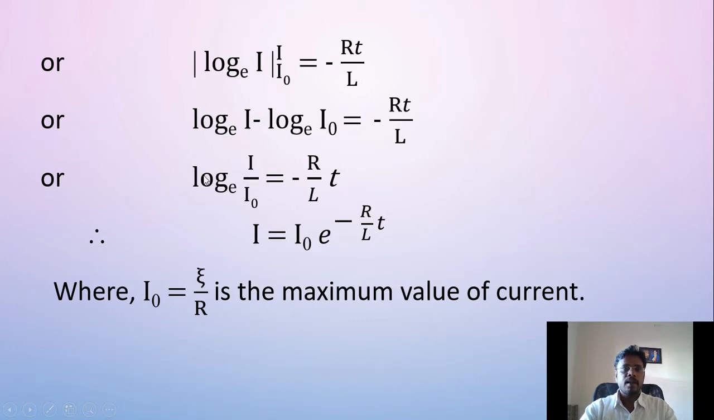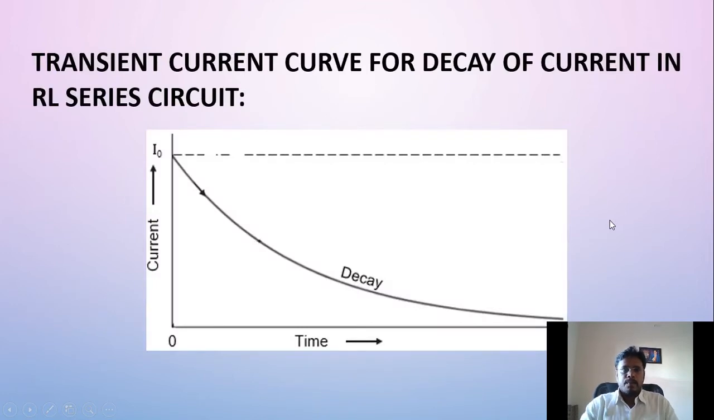So applying that, here log I by I naught to the base e equals minus R by L into t. Finally, taking the antilog of this expression, we get I by I naught equals e power minus R by L into t. Otherwise, I equals I naught into e power minus R by L into t, where I naught is equal to Xi divided by R. This is the maximum value of the current. The graph looks like this. The current starts decreasing exponentially from I naught.